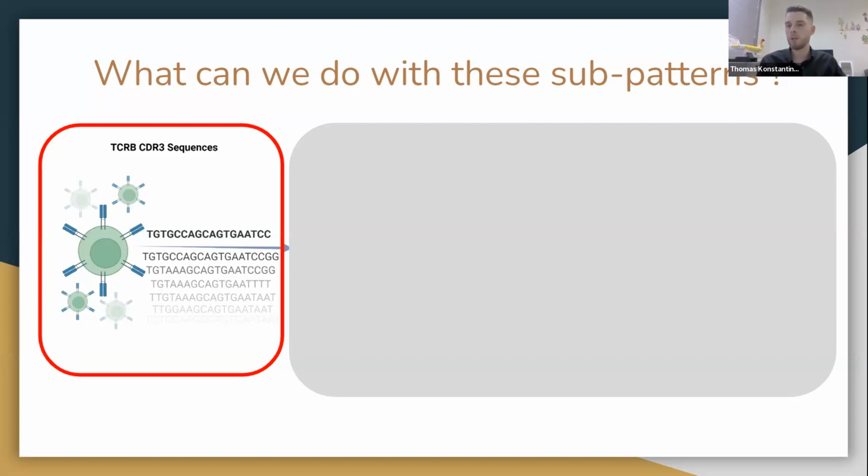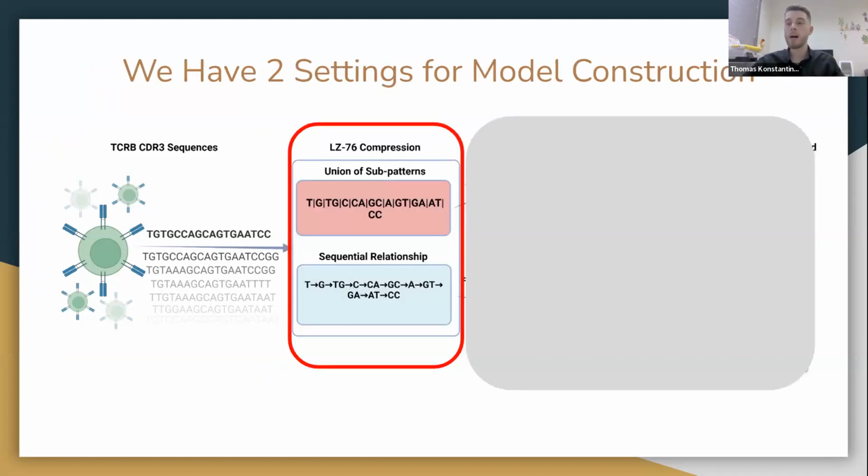Basically, any sequence can be used to create the data structure I'm about to show, but it's worth mentioning we tested it on CDR3 sequences only. So taking those sequences, we can apply the LZ76 algorithm on that list of repertoires. And now comes the part where we ask, okay, we have all those sub-patterns from all those sequences. How can we provide a singular representation of this repertoire, of this huge list of sequences?